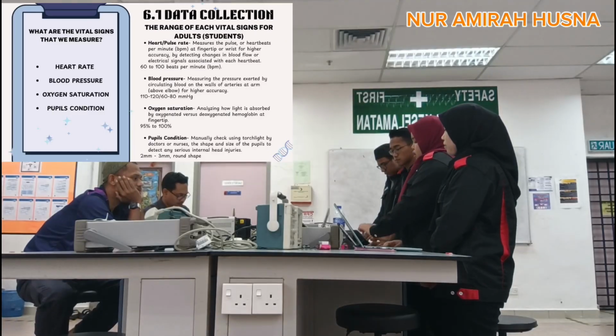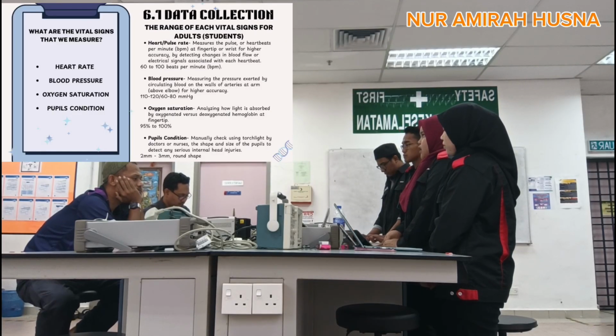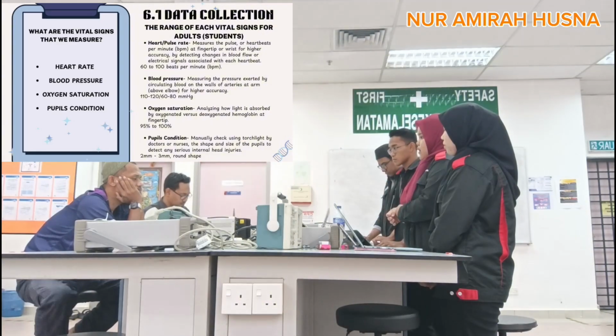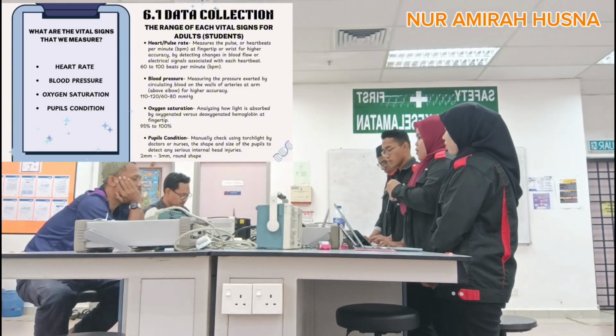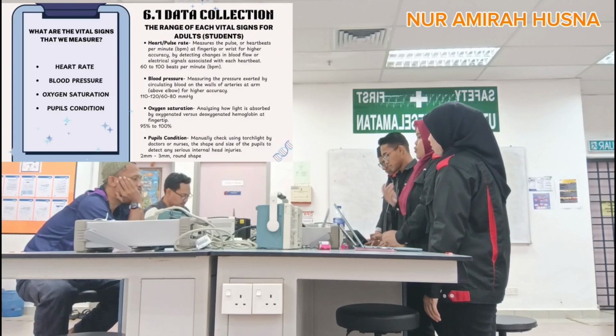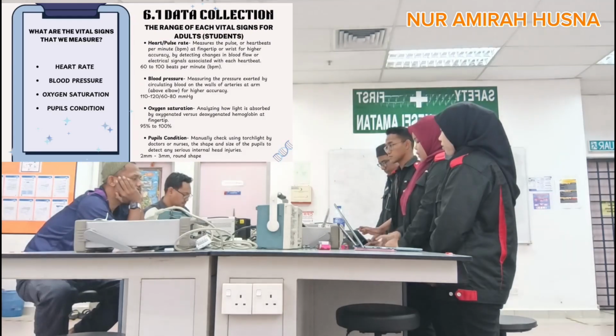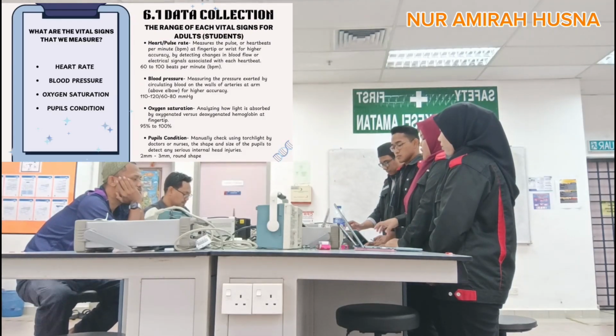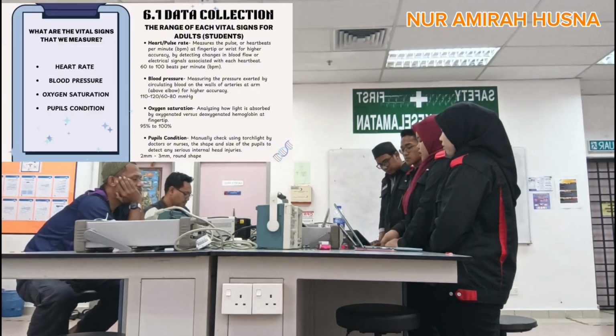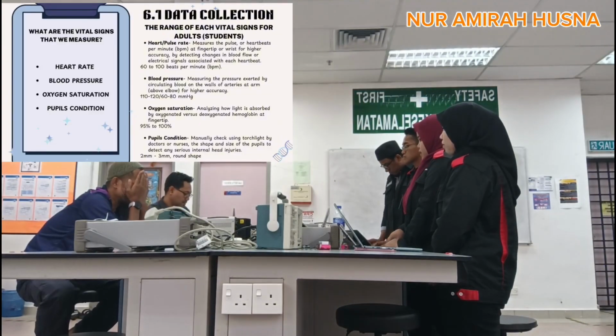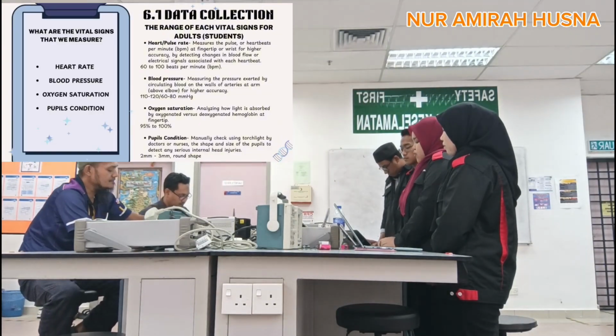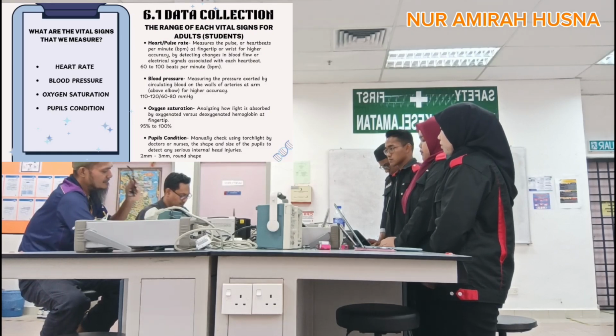So the first one is heart or pulse rate. We measure the pulse or heartbeats in beats per minute, like how many beats in 1 minute, at the fingertip, wrist or wrist for more accurate data. So it actually detects the changes in blood flow or electric signal associated with each heartbeat. The normal range for beats per minute is 60 to 100.